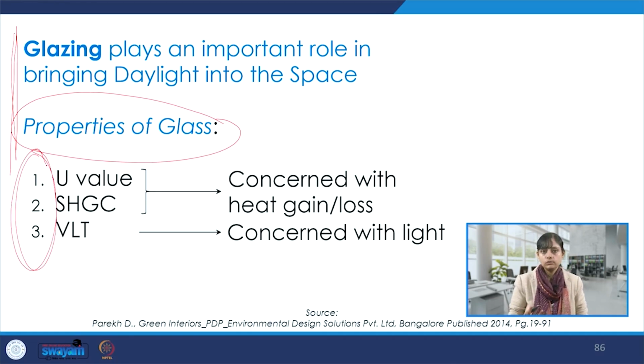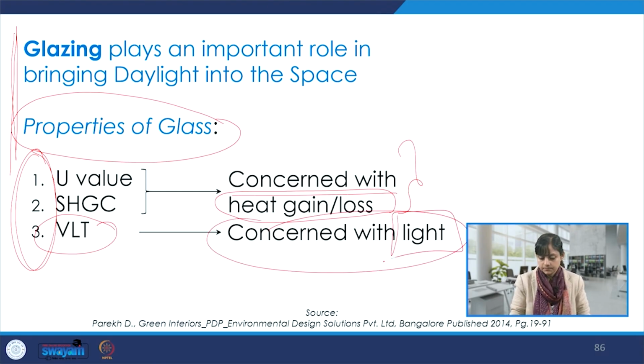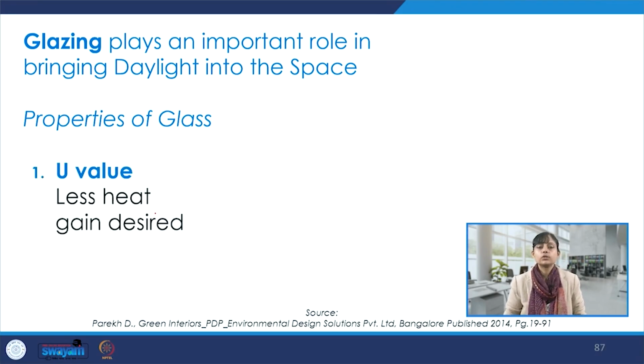So U value, which is concerned with heat gain or loss. The SHGC, the solar heat gain coefficient, which is again concerned with heat gain or loss. And then there is VLT, visual light transmittance, which is concerned with light. So this is light, and here this is heat. So U value, less heat gain desired. When I talk about U value, we want less heat gain.